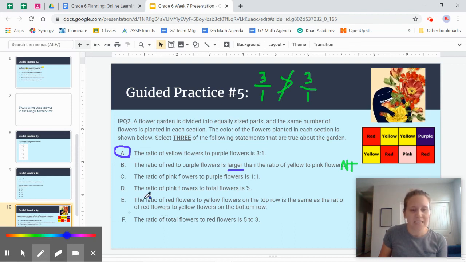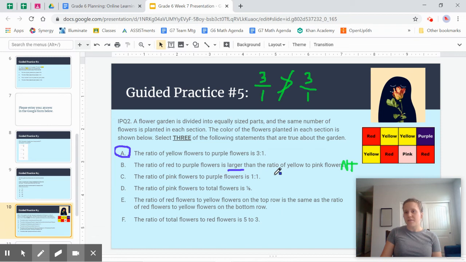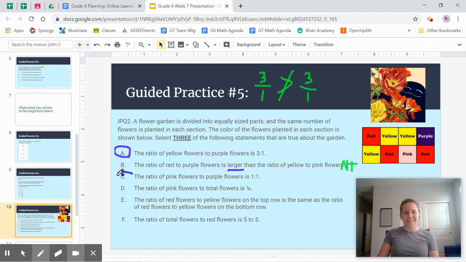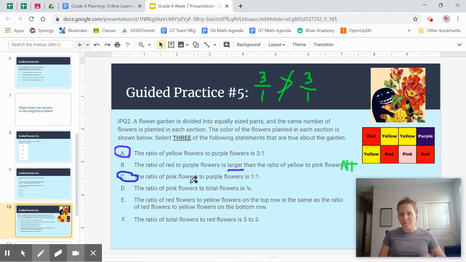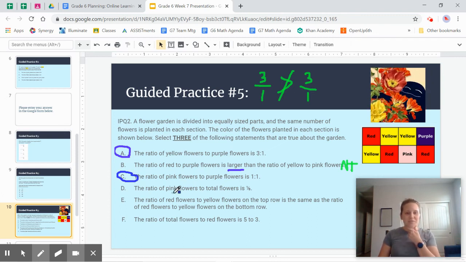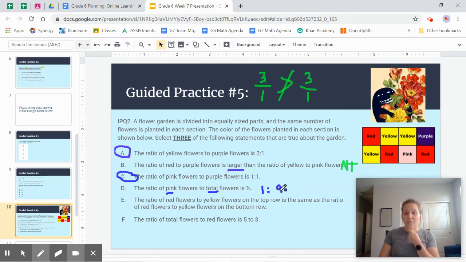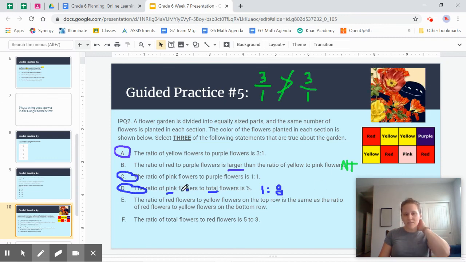Nice work there. C, the ratio of pink flowers to purple flowers is 1 to 1. Pink to purple, yes, that's 1 to 1. C is true. That should be circled on your paper. Put a star on that one if you got it. D, the ratio of pink to total is 1/8. Pink to total. How many pink are there? 1. How many total are there? 8. Total, we count the pink one again because it's part of the whole, right? So there are 8 total boxes here. Yep, D is true. Love that answer choice.